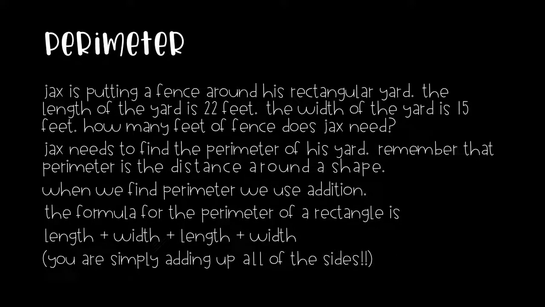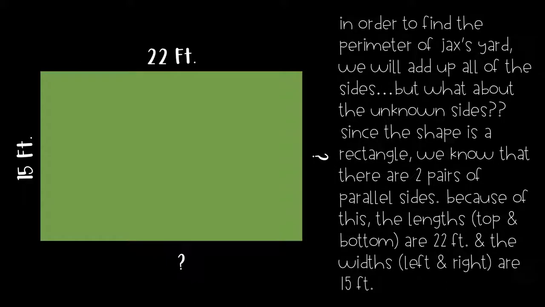When we find perimeter, we use addition. The formula for the perimeter of a rectangle is length plus width plus length plus width. You're simply adding up all of these sides. In order to find the perimeter of Jax's yard, we will add up all of the sides. But what about those unknown sides?